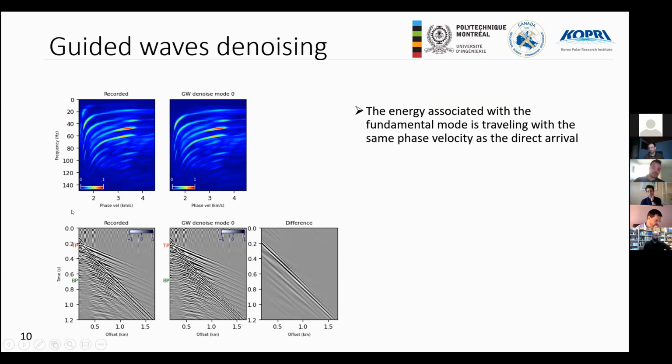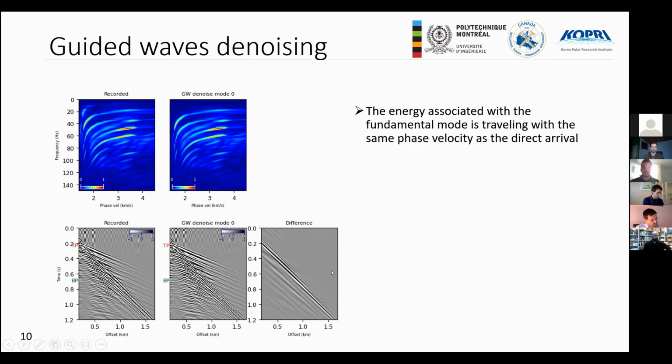So this is the recorded shot gather, and this is the recorded dispersion plot. After removing mode 0, the resulting dispersion plot is presented in here. You can see we have removed the first mode, and this is going to be the resulting shot gather. The difference between recorded and resulting shot gather will be presented in here.